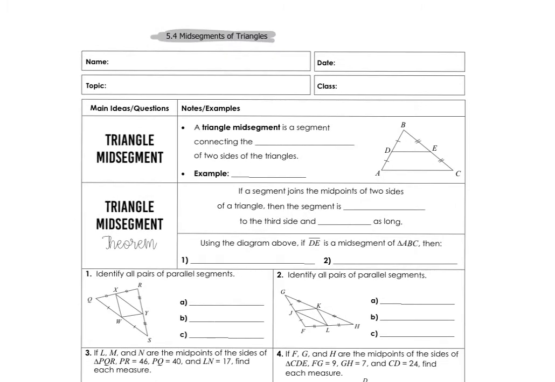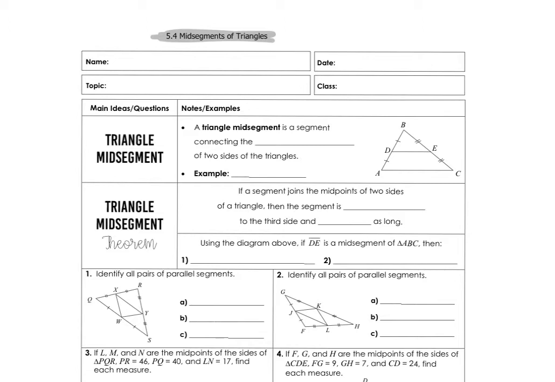You've talked about points of concurrency: circumcenter, incenter, orthocenter, and which one am I missing? Circumcenter, incenter, orthocenter, and centroid. Now we're going to talk about the midsegment of a triangle. It's not a point of concurrency, but another component of a triangle that we need to know.